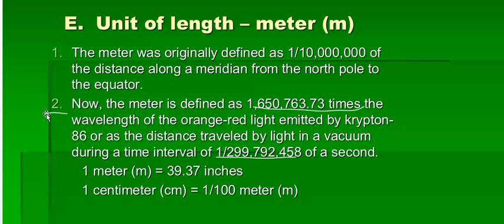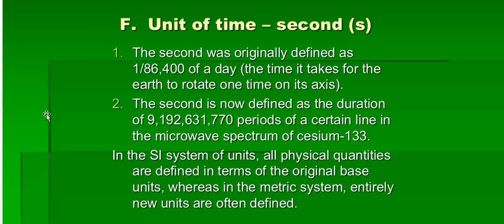Unit for time is the second. A second was originally defined as 1/86,400 of a day, because there's 86,400 seconds in a day. That makes sense. Now we've redefined the second as the duration of so many periods of a certain line of cesium-133. Again, I don't expect you to know this new definition, so don't worry about this definition down here, but it is more reproducible and it's more accurate.